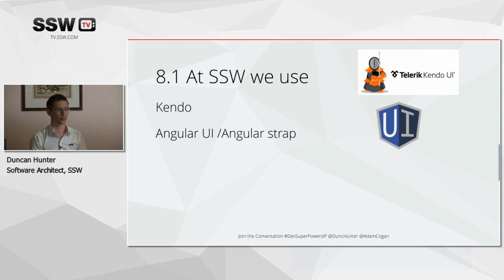Angular UI and Angular Strap are two separate libraries that you can use if you're using Twitter Bootstrap for your UI framework, and they wrap a lot of those Bootstrap things in directives, so you get a nicer, more declarative syntax. Rather than going class of alert, you can just say this is an alert element. So that can be quite good.